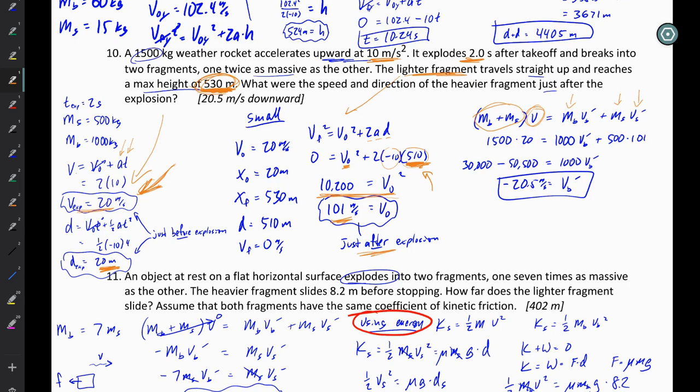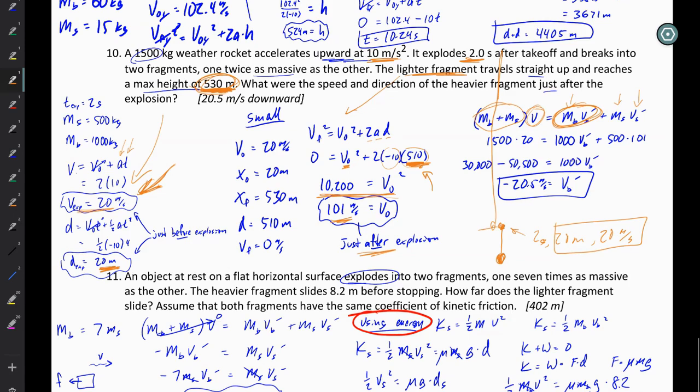So we're starting from the beginning chronologically. A large object is launched upward. It breaks at some point in space and time, at a time of 2 seconds and at a location of 20 meters, and it happened to be going 20 meters per second there. We found all of these by kinematics. And then it explodes, and the small piece goes way up, and the big piece does what? Well, that's the mystery. We would need to know what's going on with the big piece.